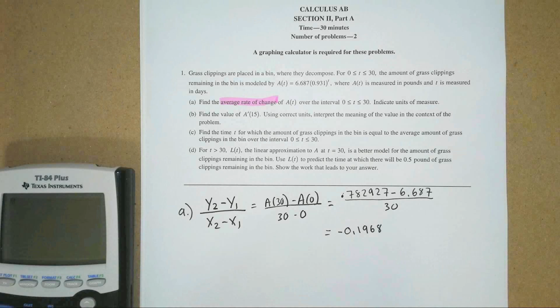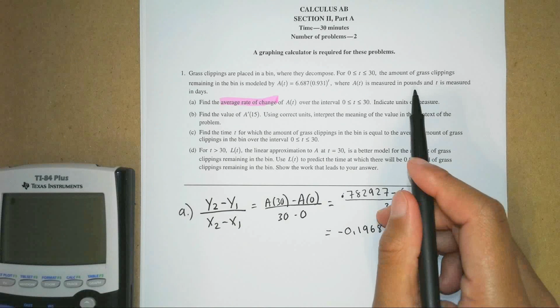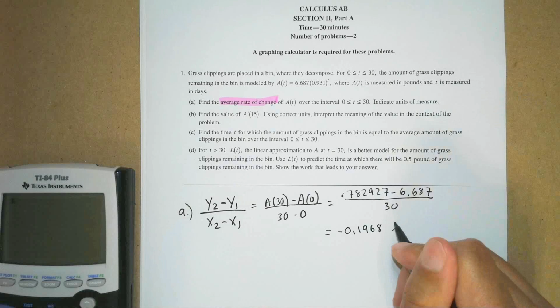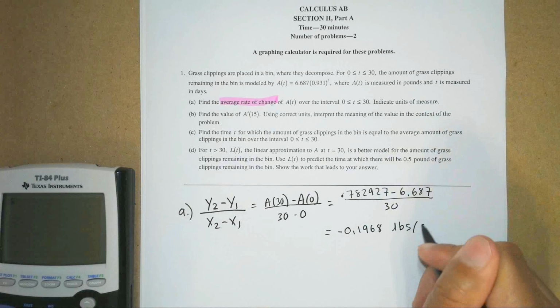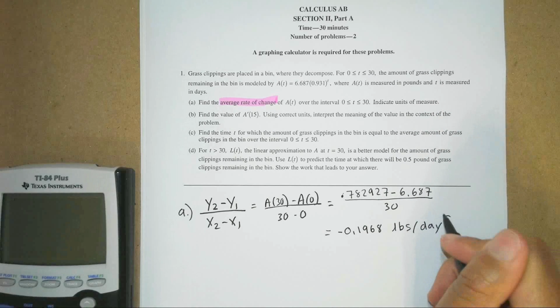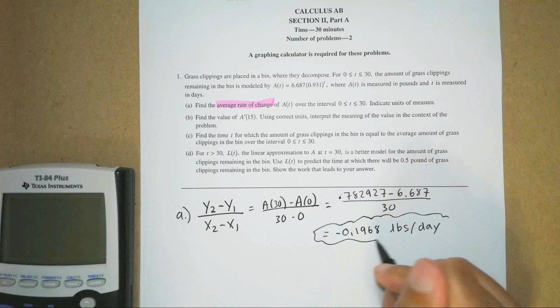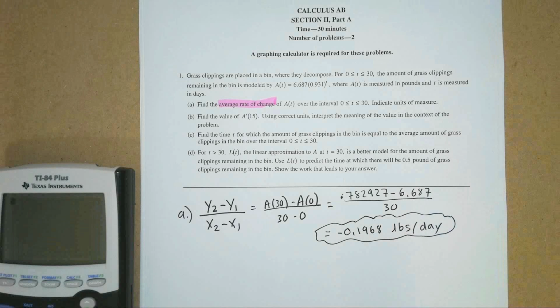But the problem is you have to make sure you put the units, indicate units of measure. What are we dealing with? We're dealing with pounds per day. Pounds per day. And that's part A. So anytime you hear or read the words average rate of change, it means slope formula.